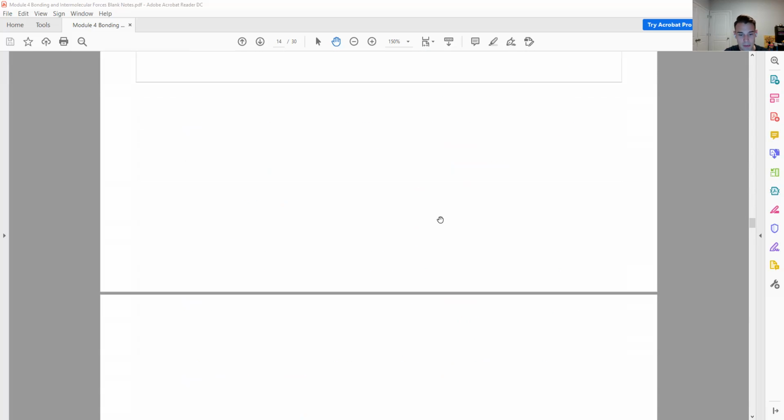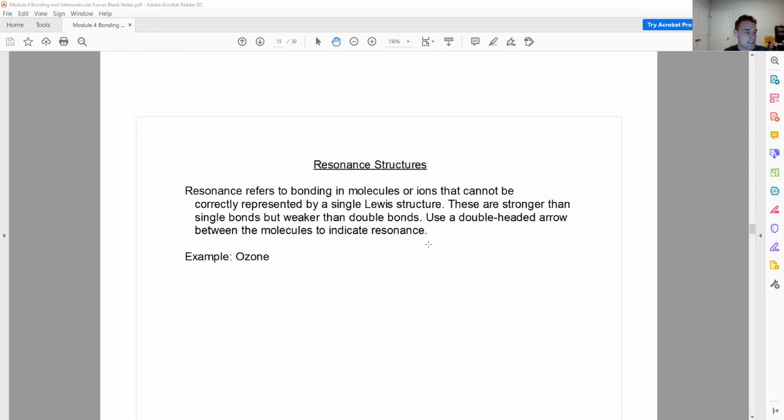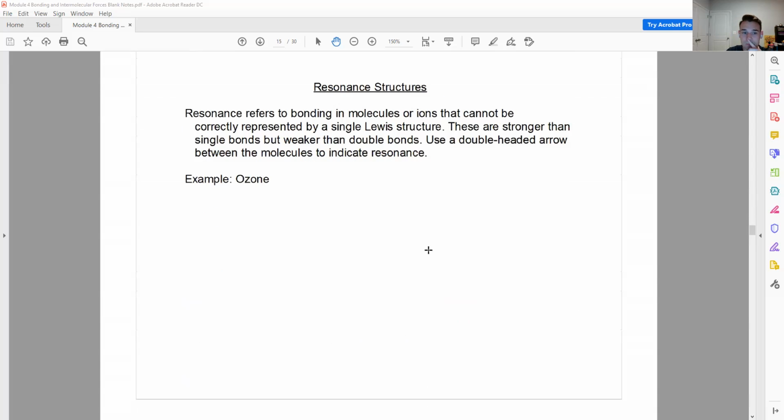The next thing I want to talk about here is a resonance structure. I know this is in bad order, but resonance structure. Resonance structures refer to bonding in molecules or ions that cannot be correctly represented by one single Lewis structure. Resonance structures are stronger than single bonds, but weaker than double bonds. And in between your molecules, you actually do a double-sided arrow. I'm going to show you what that looks like with the example of ozone.